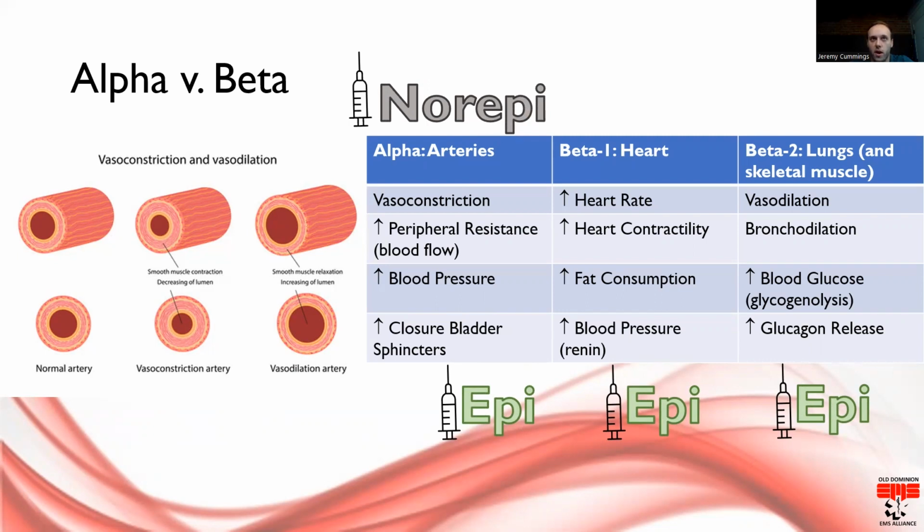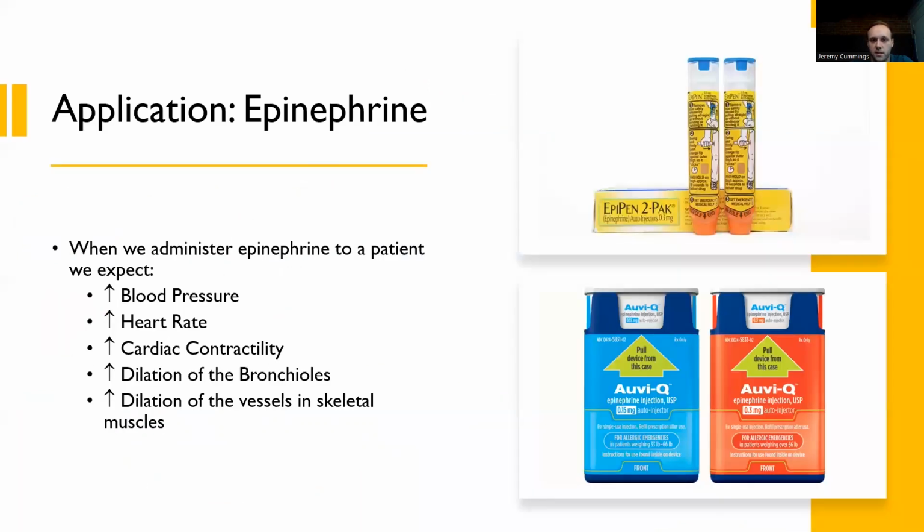So why are we talking about alpha and beta effects? As I said, epinephrine is one of those medications that we give to patients experiencing anaphylaxis or an allergic reaction. When we administer epinephrine to a patient, we expect that their blood pressure is going to increase, their heart rate is going to increase, and the cardiac contractility, the force of those contractions, is going to increase. They're also going to have dilation of their bronchioles and dilation of vessels within their skeletal muscle. So these would all be effects of giving this medication to a patient.